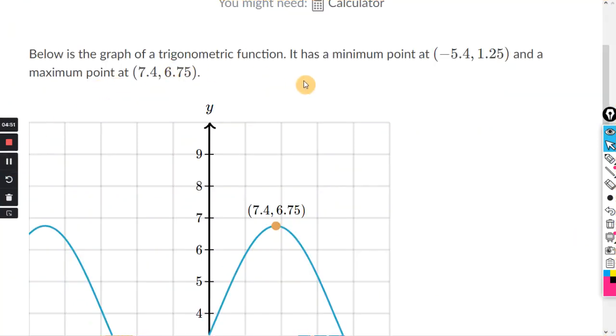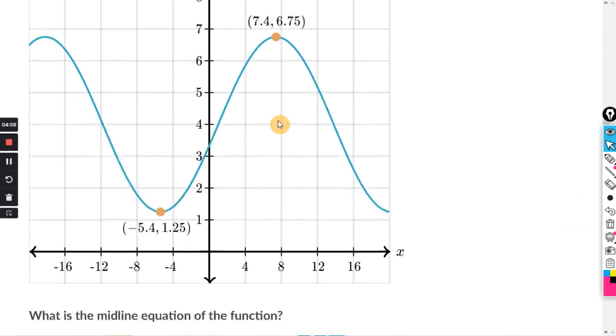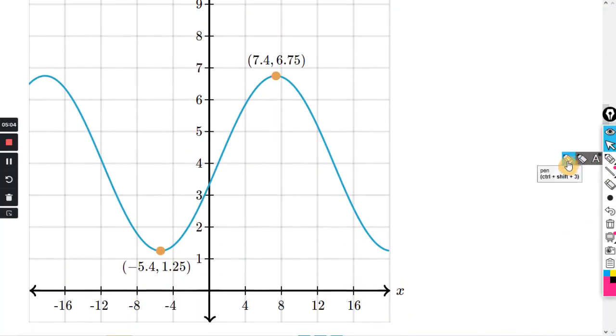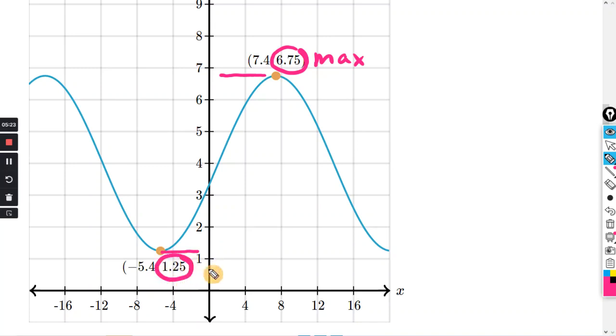Again, we have our trig function. Minimum is this coordinate and maximum is this coordinate, and they wrote it right on the graph. What is the midline equation of the function? Pretty easy. Here we're looking at the y-coordinate. This is the maximum point, that's 6.75. That's our max. And the minimum point is right here, again the y-coordinate, that is 1.25. That's the min.